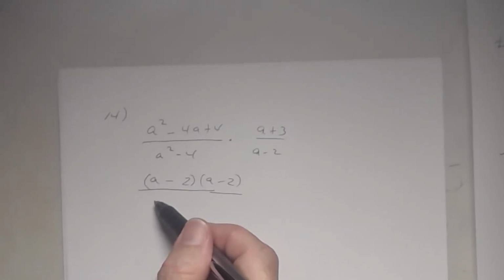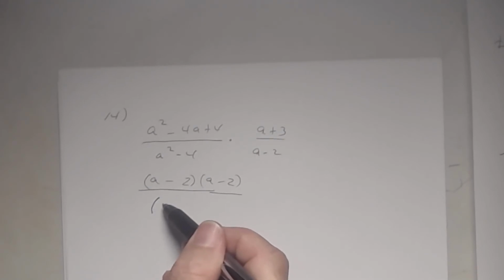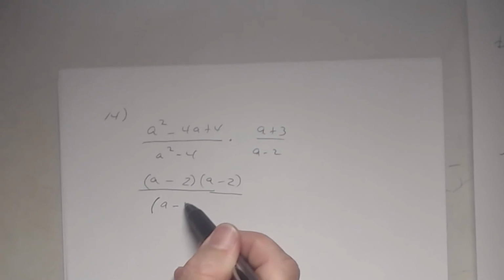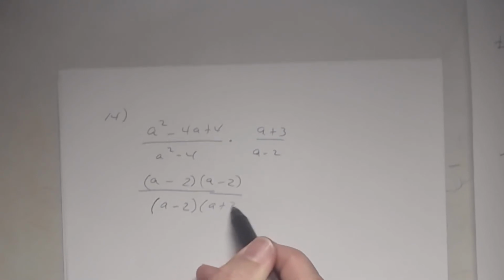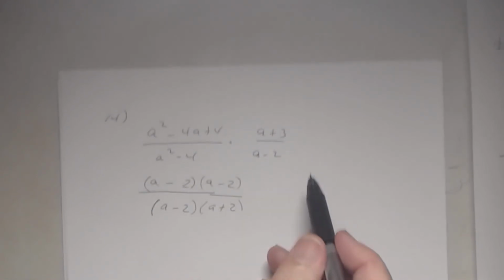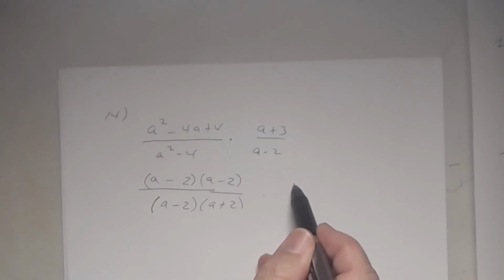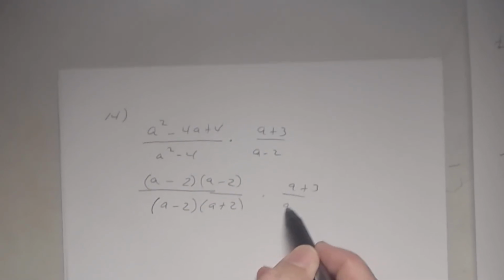What's the denominator? Come on, y'all. That's a difference of squares: a minus 2 times a plus 2. Okay, the numerator here I can't do anything with. The denominator here I can't do anything with. So the only things I could factor were the numerator and the denominator of that first rational expression. So you've got an a minus 2.